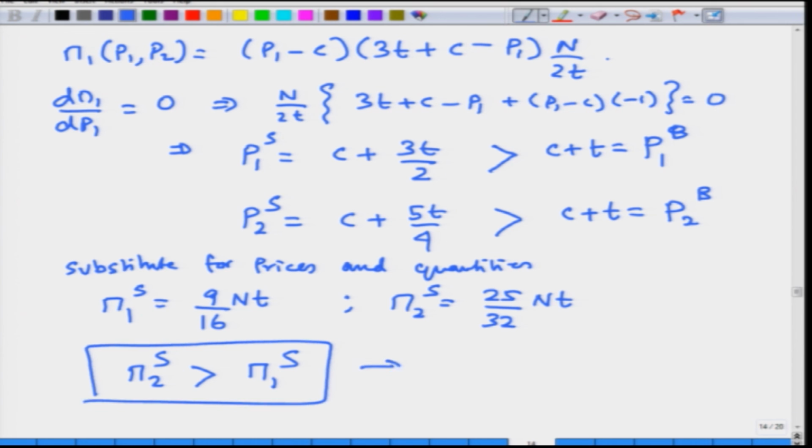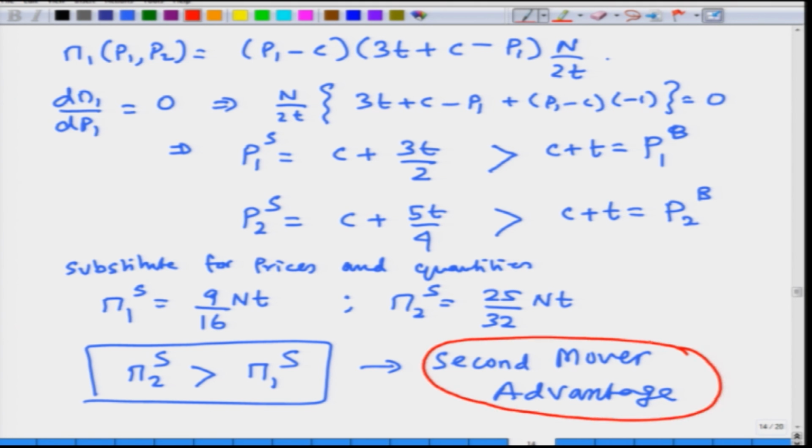So, here we have what is called a second mover advantage. Unlike the case of quantity competition where firm 1 had the first mover advantage, here firm 2 moves second and has a second mover advantage because its profit is larger than the profit of firm 1.